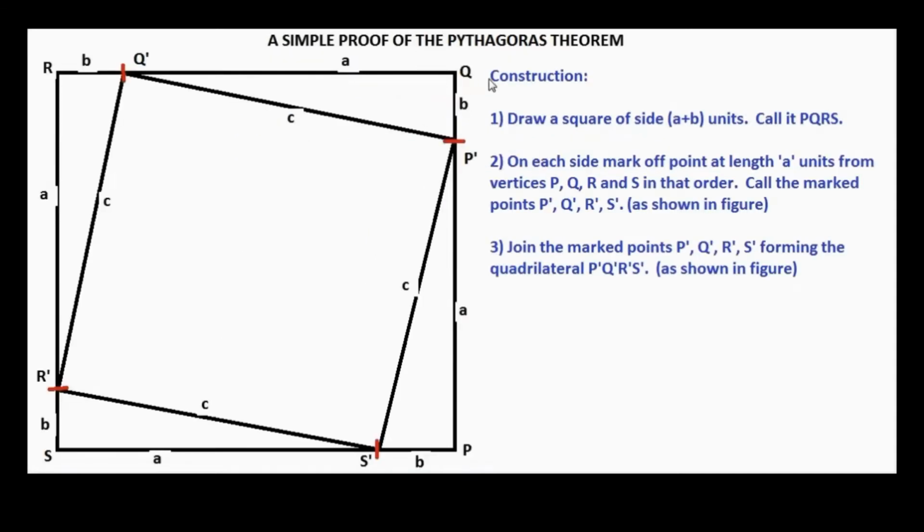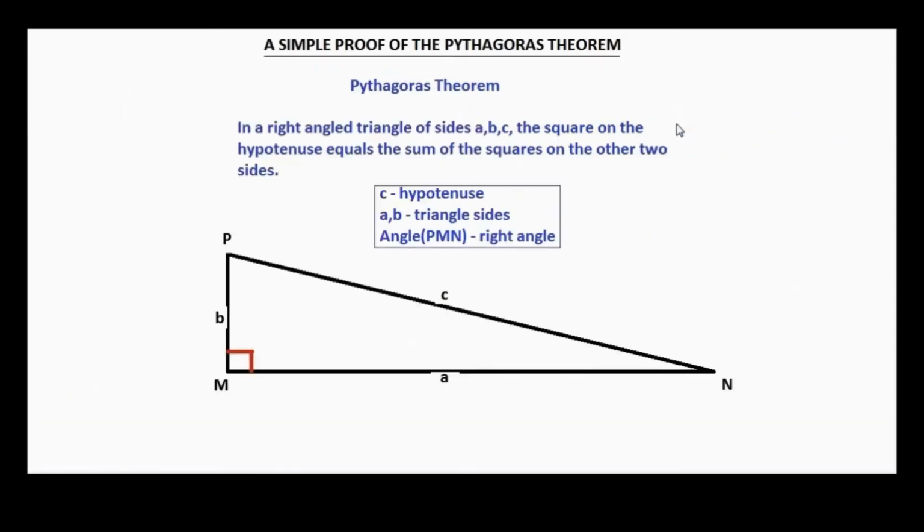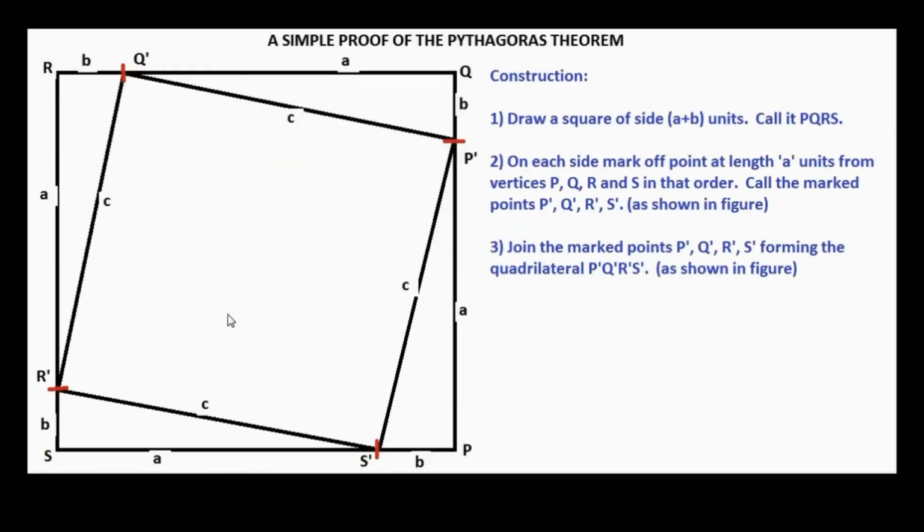Now we do the following construction. Draw a square of side A plus B units. Call it PQRS. A and B are the sides of the given triangle MNP. So we draw a square whose side is equal to A plus B. And the square is called PQRS, the big square that we're showing here in this diagram.